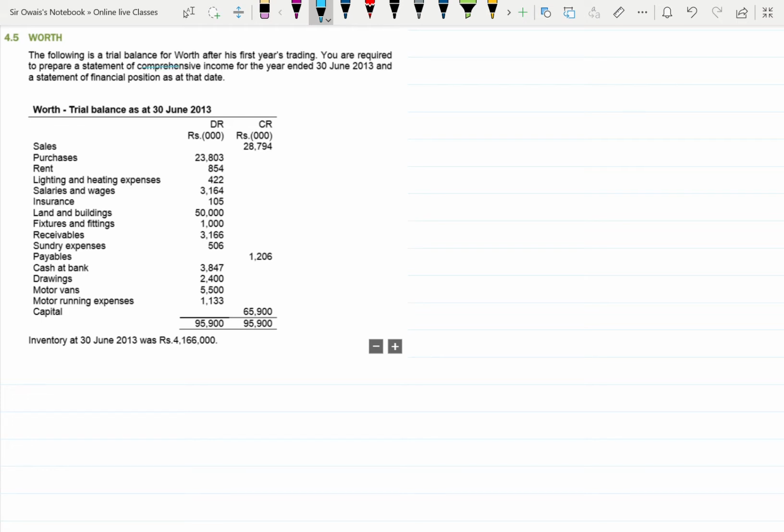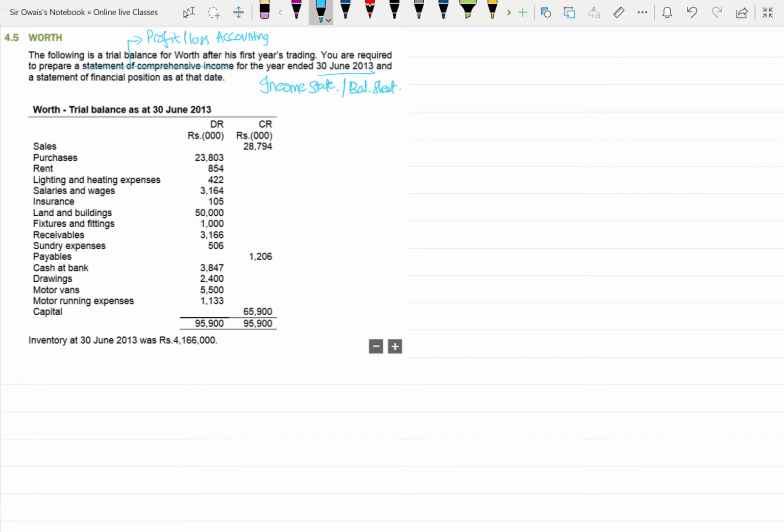Statement of... this is profit and loss account. Profit and loss account. Trading profit and loss account. Okay, for the year ended 30th June 2013 and a statement of financial position as at that date. Okay, so we need to make an income statement as well as a balance sheet in this question.